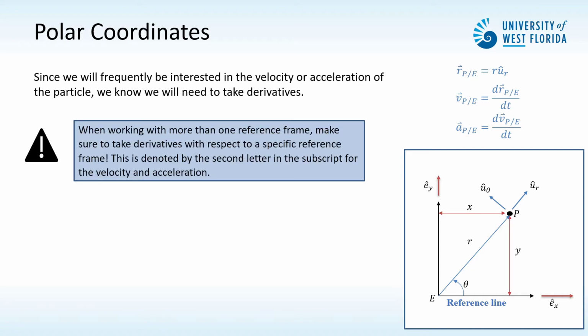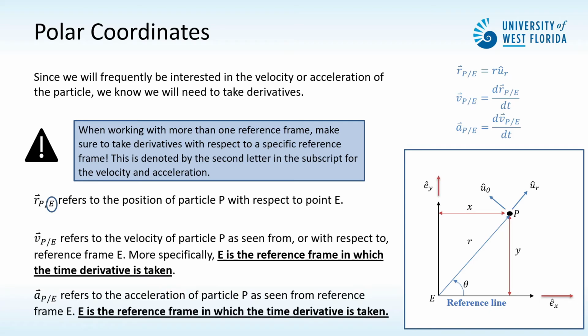At this point, I also need to give you a bit more information about the subscript notation we've been using. When we refer to the position vector, the second letter in the subscript refers to the base point of the vector, which often corresponds to the origin of the reference frame we're using. This is not new. However, for velocity and acceleration, the second letter in the subscript actually refers to the reference frame in which the derivative is taken. So let me show you how this works.